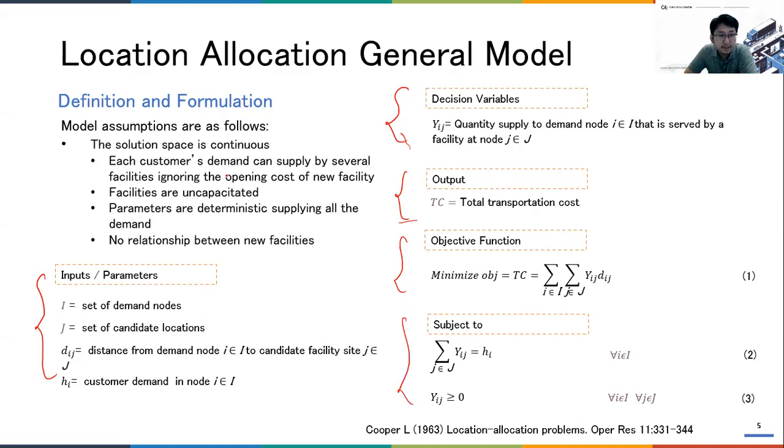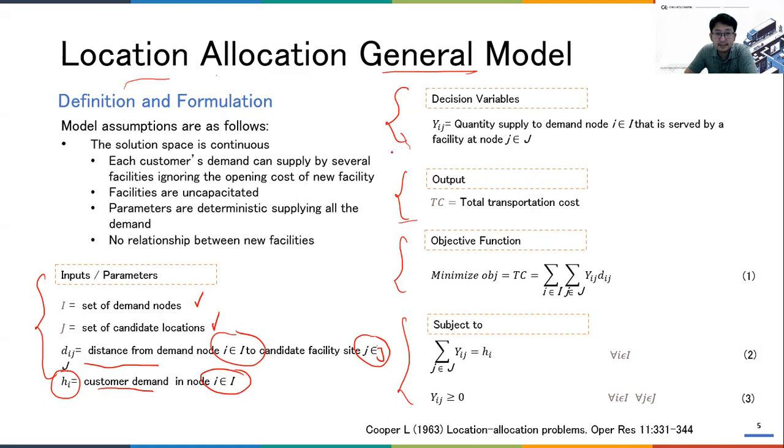So here in general location allocation problems, you will have input like how many demand nodes you will consider in your problem, and then how many candidate locations. If it is about minimizing the transportation cost, normally we can associate the transportation cost with the distance. The distance from these demand nodes to the candidate facility, this one, element J. And then each customer is normally associated with a demand.